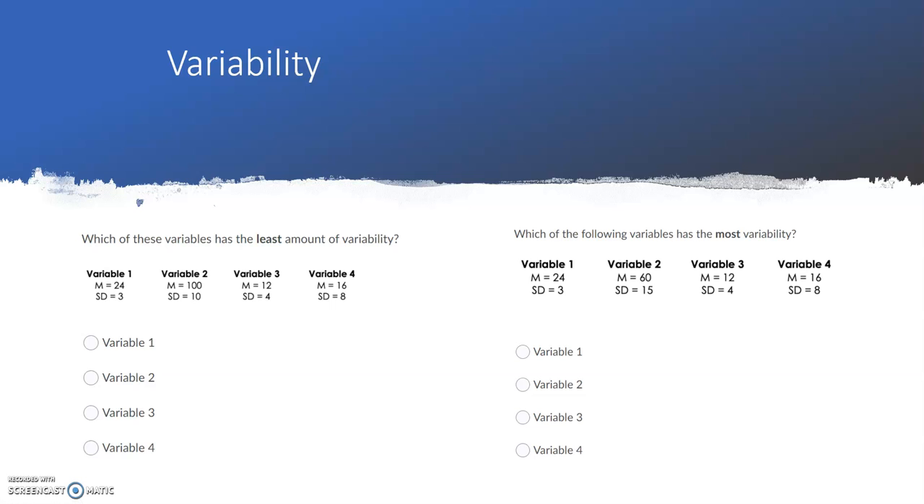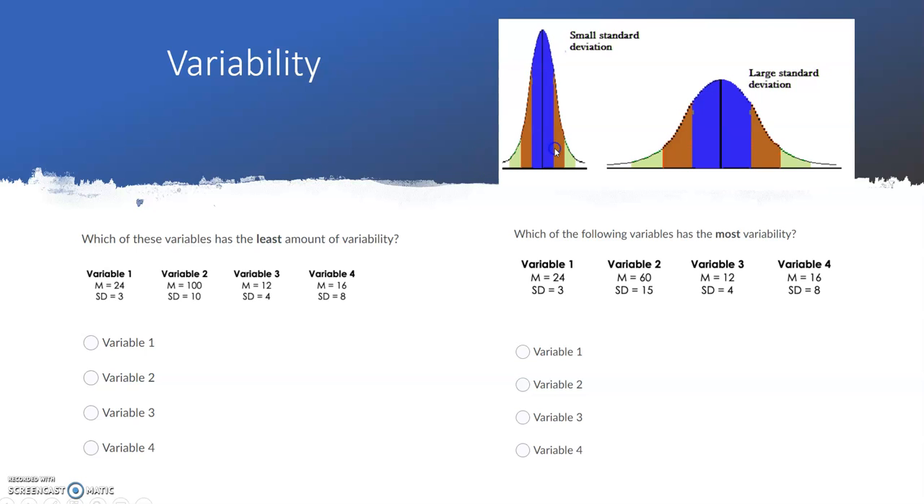So the variability. To answer this question, first you have to understand what is the relationship between the standard deviation and the variability. So when the standard deviation is closer to the mean, this means there is less variability in scores. And when the standard deviation is farther from the mean, this means that there is more variability in the scores. So to answer which variable shows the least variability, we have to know how the standard deviation is situated from the mean.